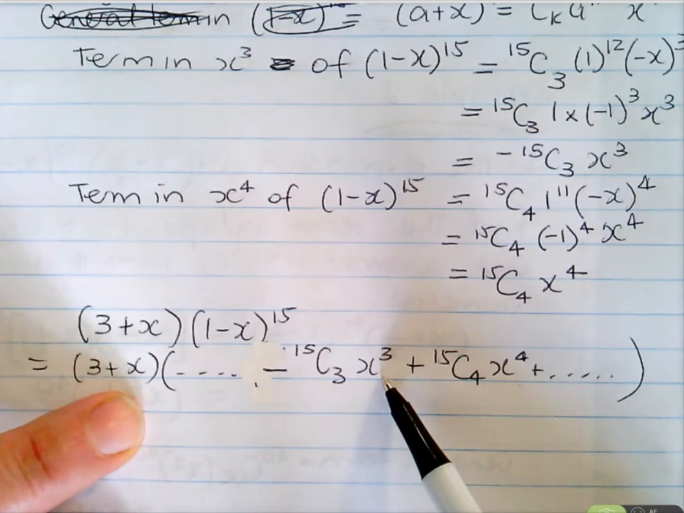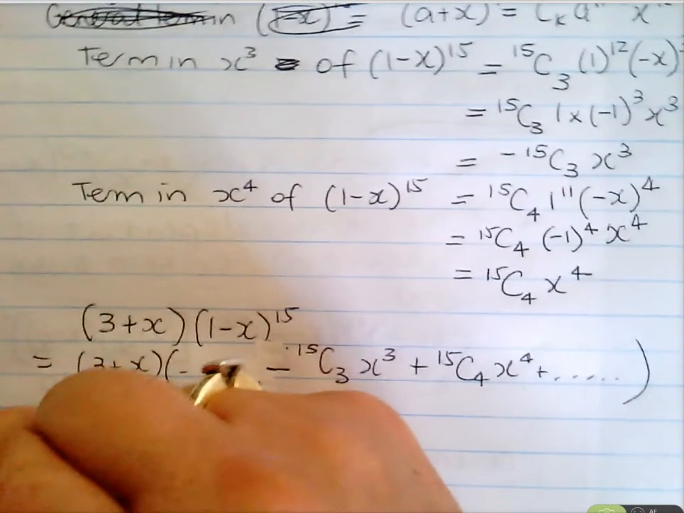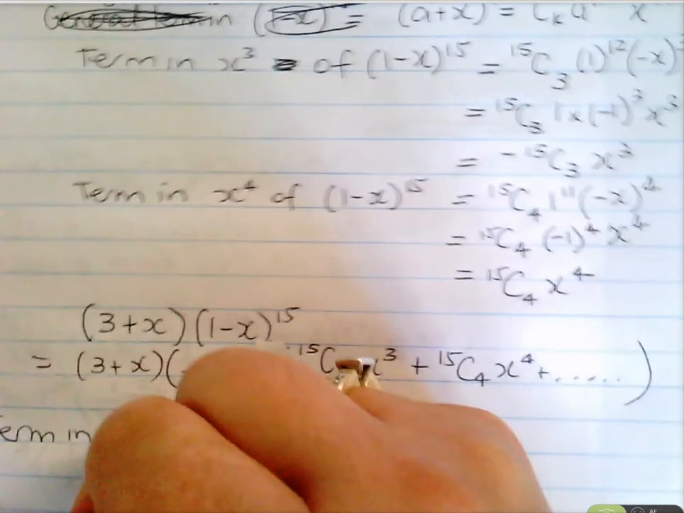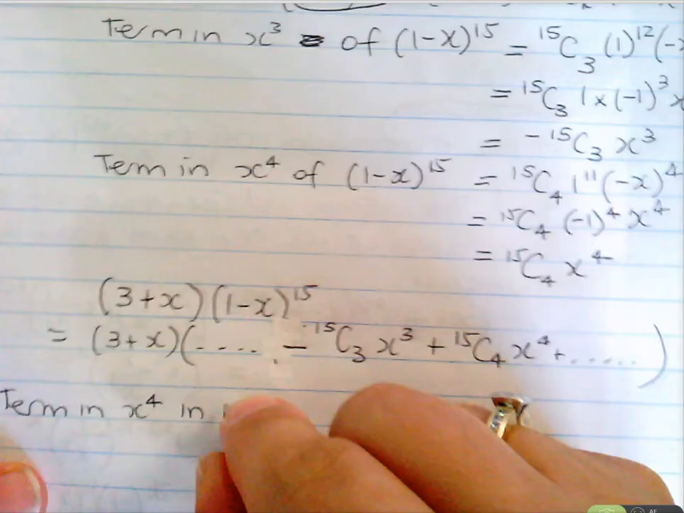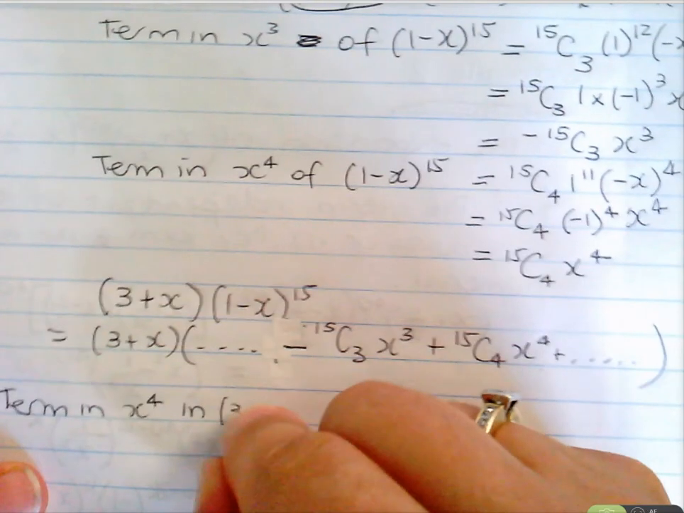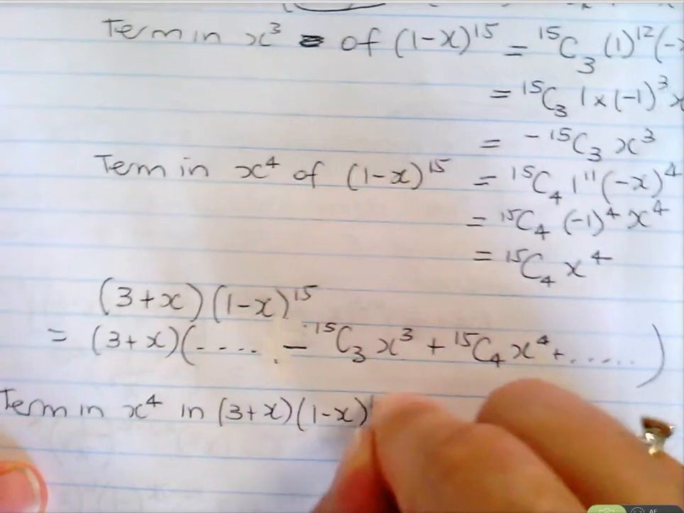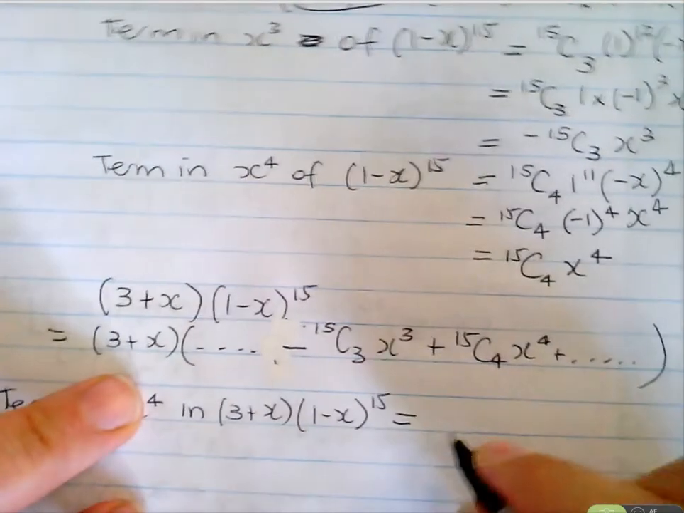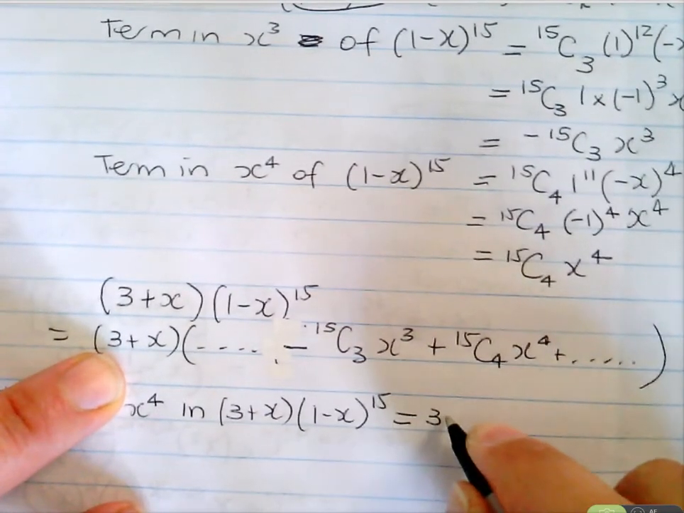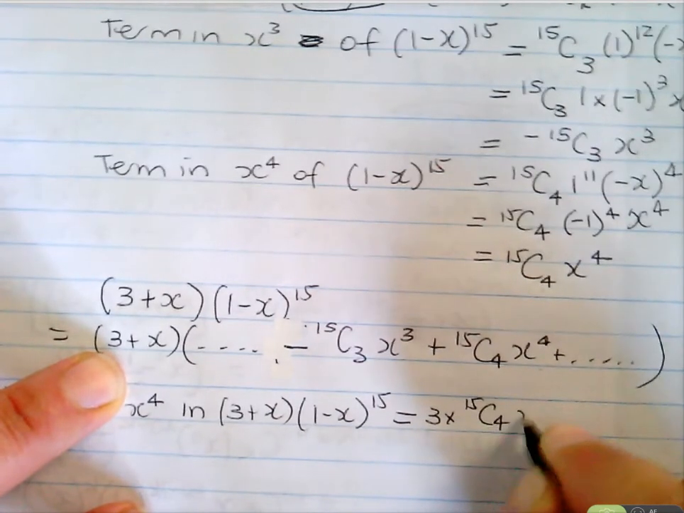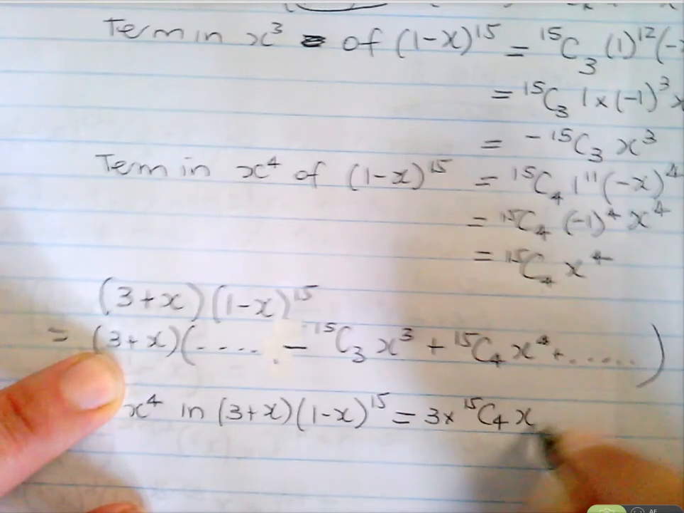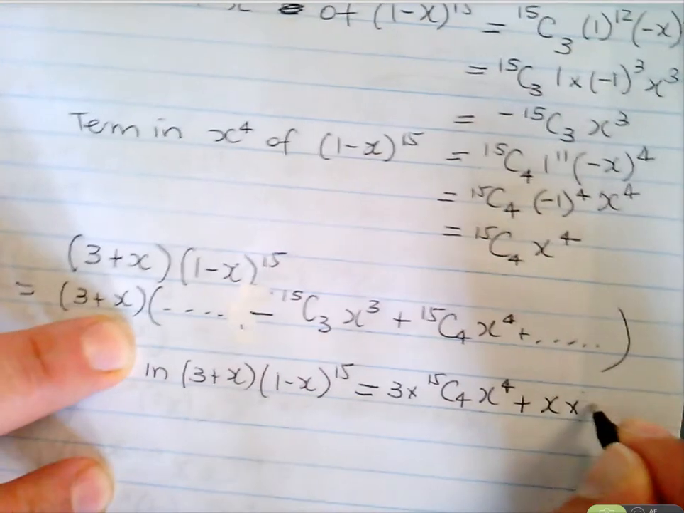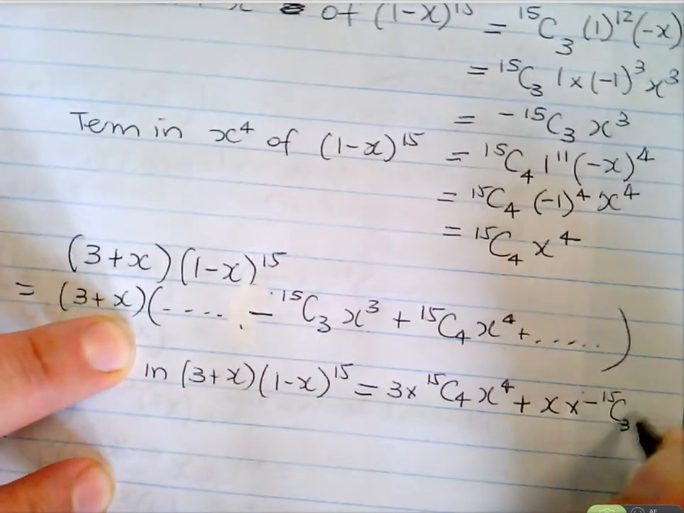Do you get that? So therefore, the term in x^4 for the whole thing, (3 plus x) times (1 minus x) to the 15, is two ways: 3 times 15c4 x^4 plus x times negative 15c3 x^3. There are two ways to get it.